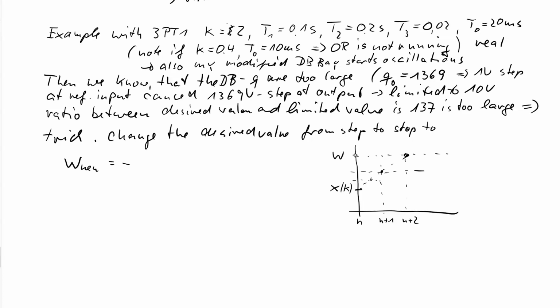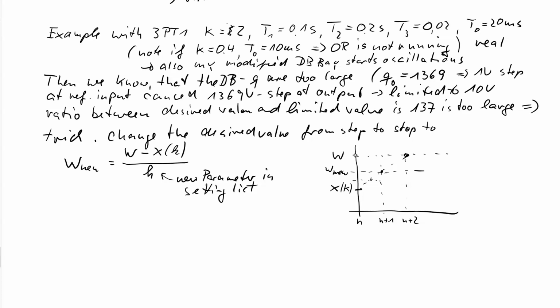So I calculate now the new desired value. W new is the difference, original desired value minus actual position, divided by h. This is my new parameter, the new parameter in the settings list. Now this is the field, the numerical up down, that I can change to other values.